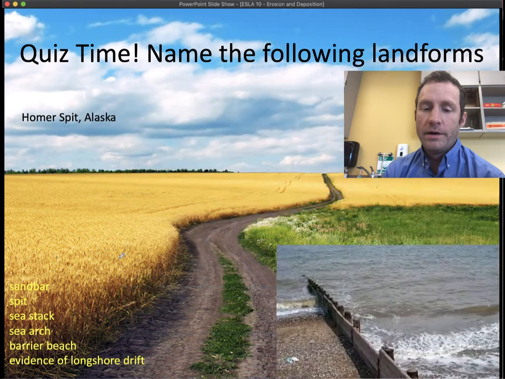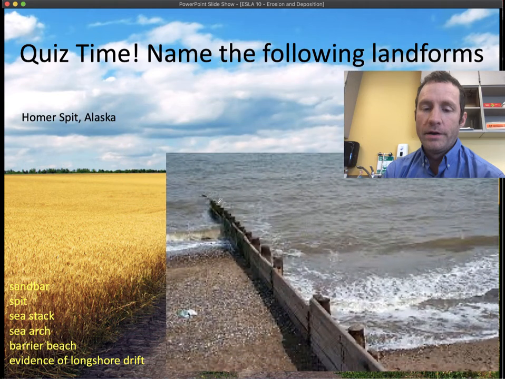Here's another one. Humans have actually put up these fences here to try to stop longshore drift, and you can see that they don't always work. So these waves, the prevailing waves, are always striking the beach from this side and pushing the sand to the right, which means it's eroding sand away from here and pushing it up against, in this case, the next bit of wood that's there.